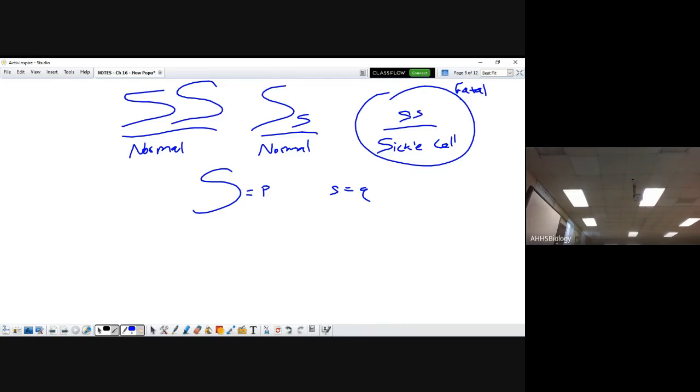Would you expect in this case to have P and Q close to 0.5, or would they be far apart from one another? Which one would be bigger, P or Q?